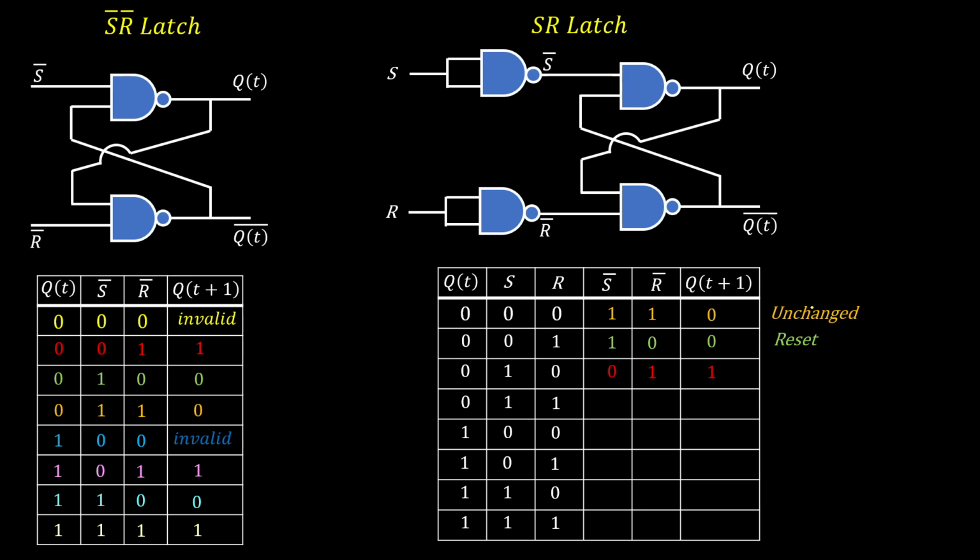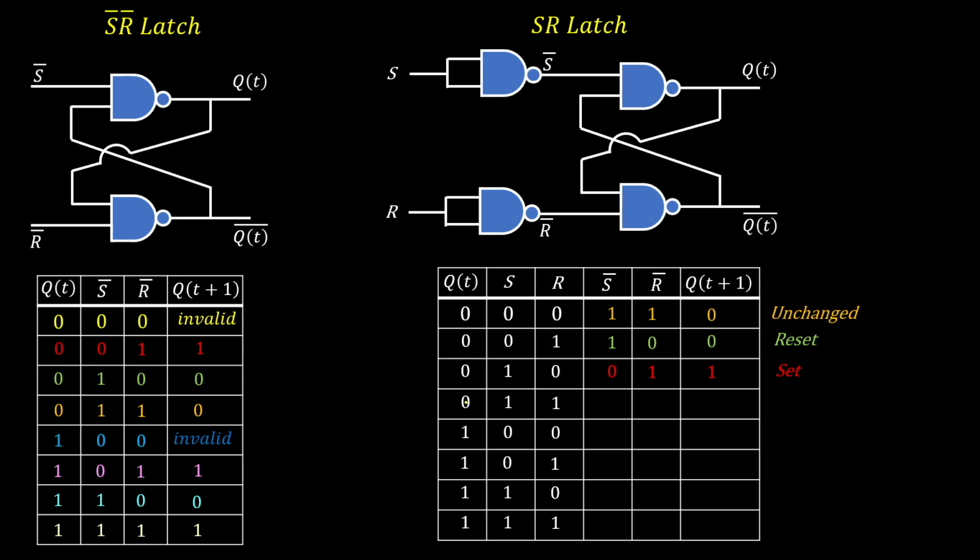See, here I am writing unchanged. Present state is 0, next state is 0, so it is unchanged. For the second state, present state is 0, next state is 0, so reset. Why reset? Because reset is high, so next state has to be reset. For the third state, present state is 0, next state is 1, so it is set. Why is it set? Because only set is high.